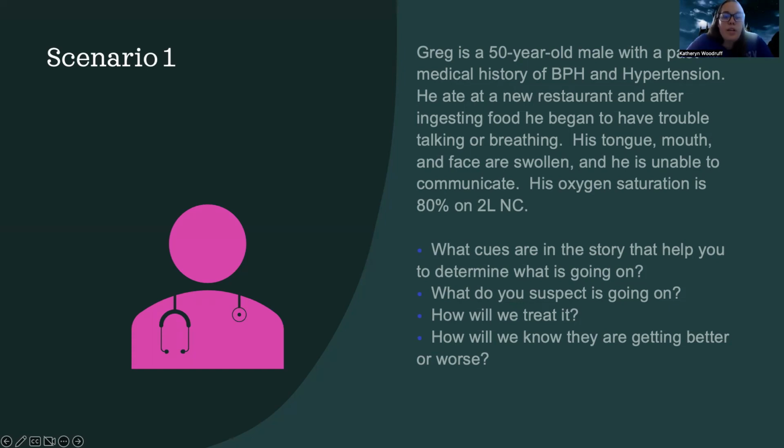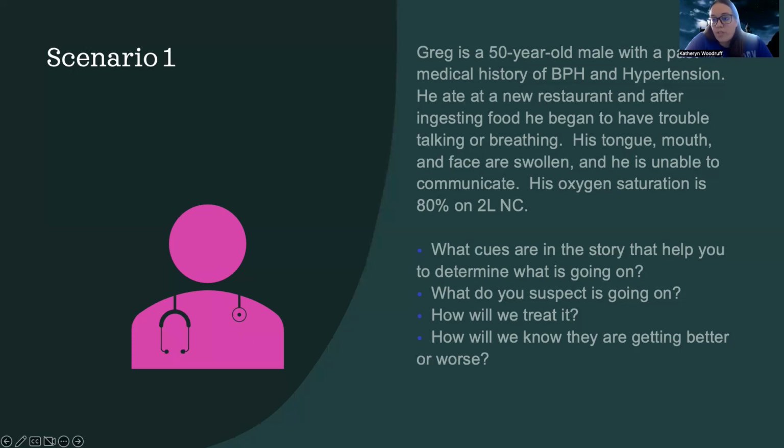So in this situation, Greg, it's a 50-year-old male. In the past medical history, he has BPH, which if you don't know, that's benign prostatic hyperplasia, and hypertension. He ate at a new restaurant, and after ingesting some food, he began to have trouble talking and breathing. His tongue, mouth, and face are swollen, and he is unable to communicate. His oxygen saturation is 80% on 2 liters. So there's a lot of information in this question.